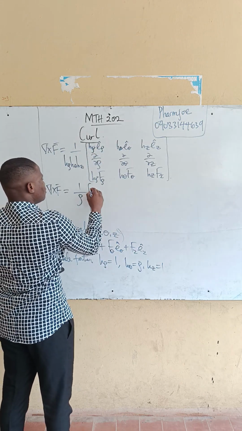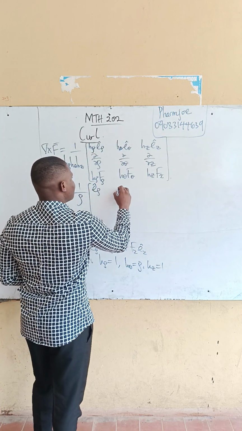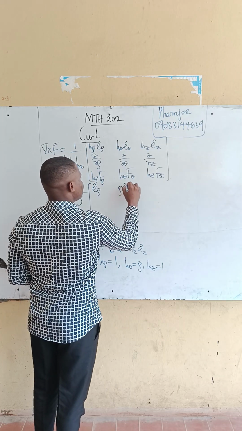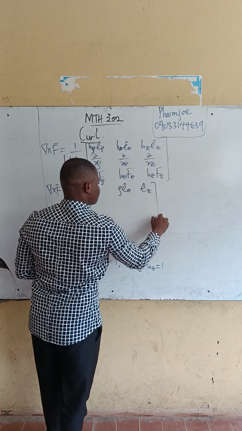Then I have as well, what is my h rho? 1. 1 times e rho, I will still have e rho. What is my h theta? Rho. Then here I have rho e theta. And what is my h z? 1. Then this should be e z.